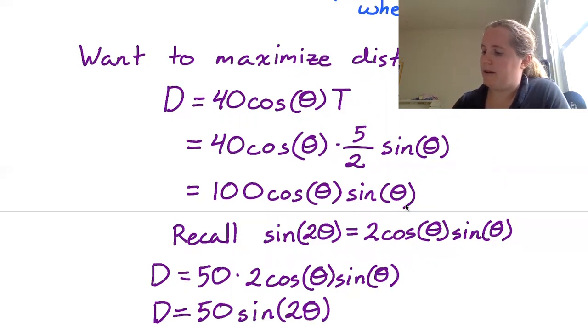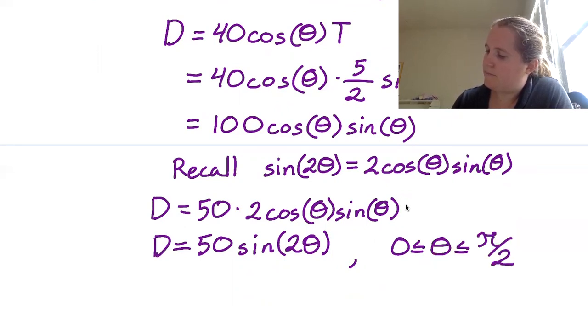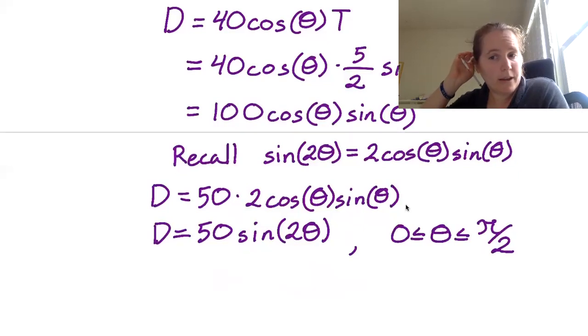So from here, again, we know that theta falls between 0 and pi over 2. And so from here, we can go ahead and do our optimization.